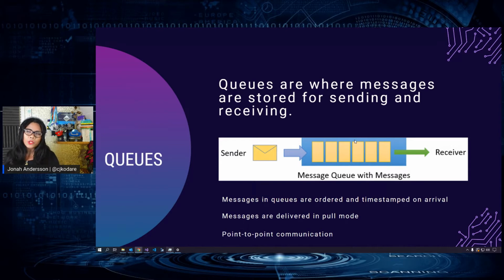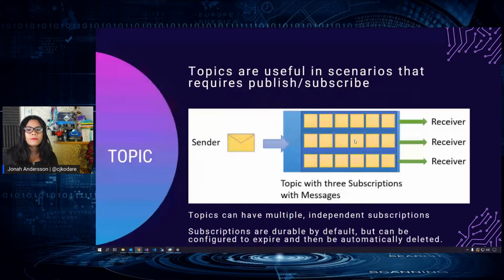And usually they are in a pull mode and usually used in point to point communication. And topics, on the other hand, are also the same as queues, in that they are able to send and receive messages. However, the difference is that topics can handle one to many relationships. So just like, for example, publish, subscribe type of scenarios.